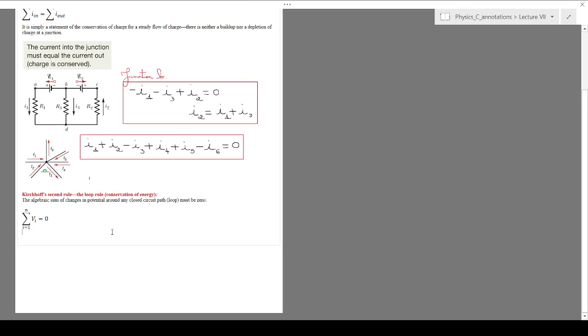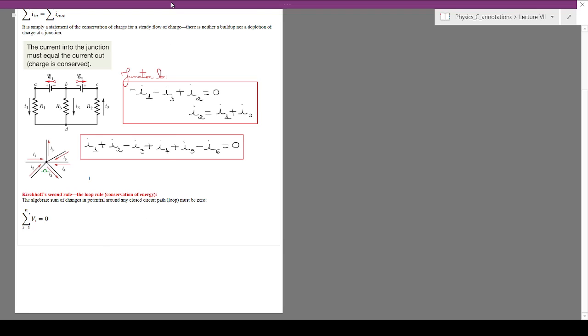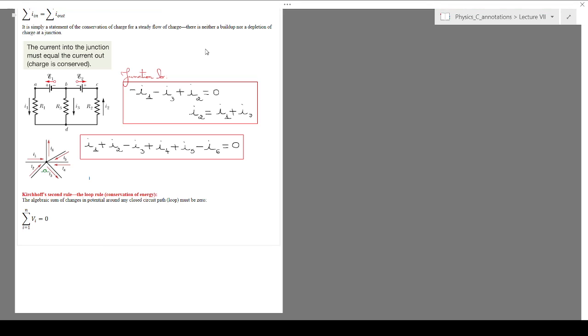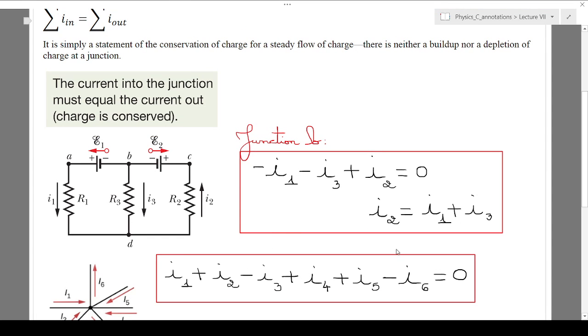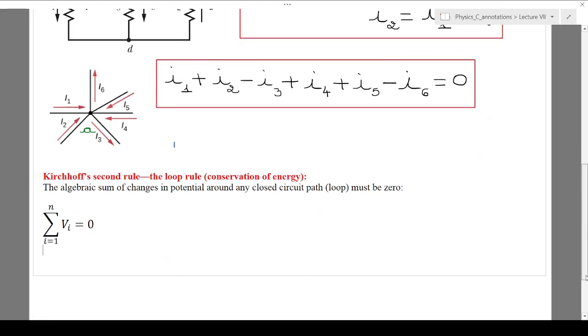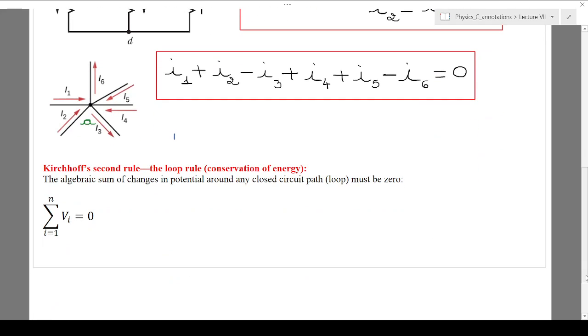Okay, Kirchhoff's second rule, also called the loop rule, is just a consequence of the conservation of energy. That means if you have, for example, a closed loop circuit, like a single loop circuit with two components, the sum of the potential differences across these two components should be equal to the potential difference that is supplied, that is powering this circuit.